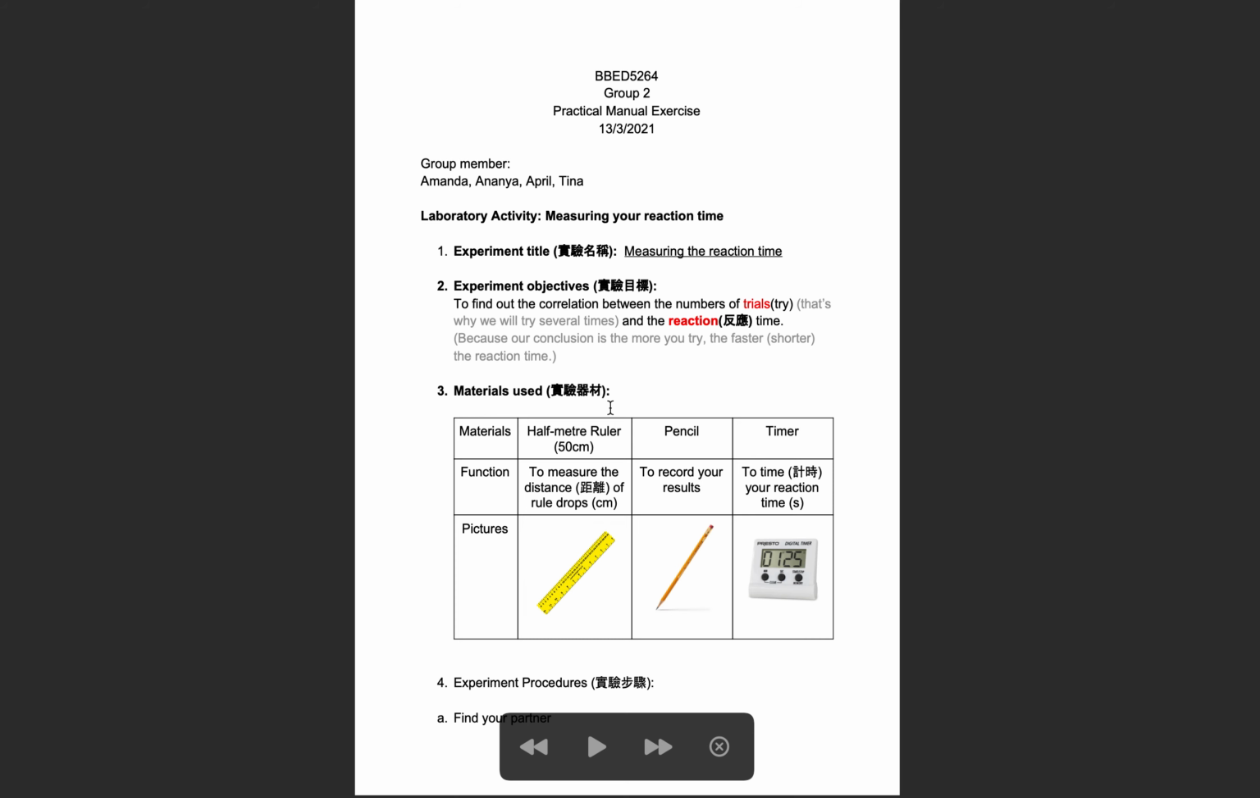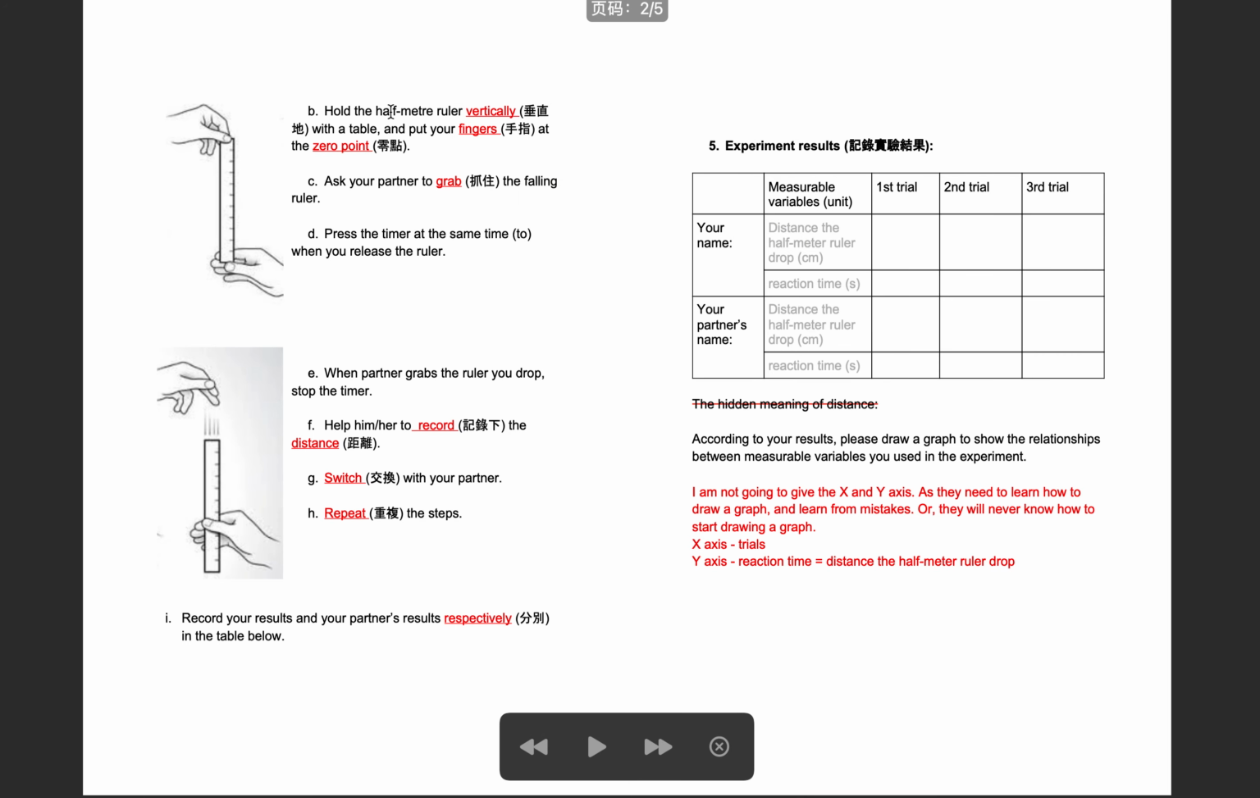And the second part is we give the pictures. In the materials used here, ruler, pencil, timer, I know it's easy to understand what they are, but we also put the function and pictures here to help students learn and understand these 3 things. And for the experiment procedures, because they are Form 2 students, we want to give them steps and procedures to follow, so that they can do the experiment successfully.